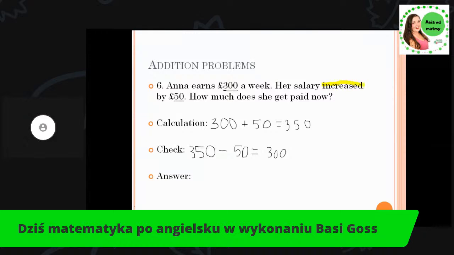Increased. What does it mean, increased? That means something is getting bigger. So in this case, Anna's salary is getting bigger. So the good answer, using a full sentence, could be Anna earns £350 a week now. Or we can also write Anna gets paid £350 per week.